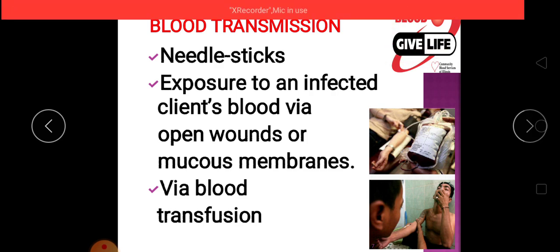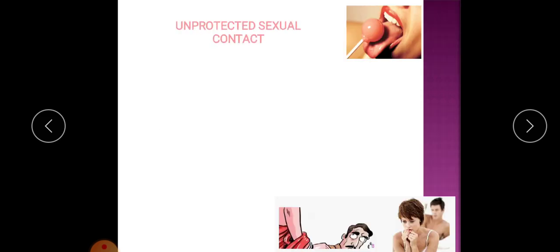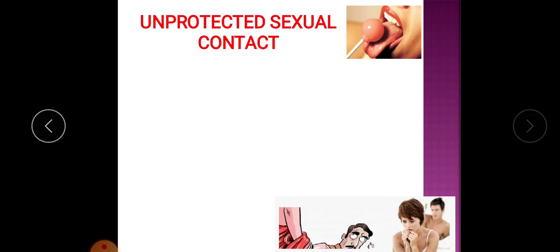because they are performing blood tests for different communicable diseases or sexually transmitted infections that are detectable in the test. So before the blood transfusion will commence, it should be tested. And HIV testing is one of them, so that the recipient of the blood is also safe. Another is the unprotected sexual contact.